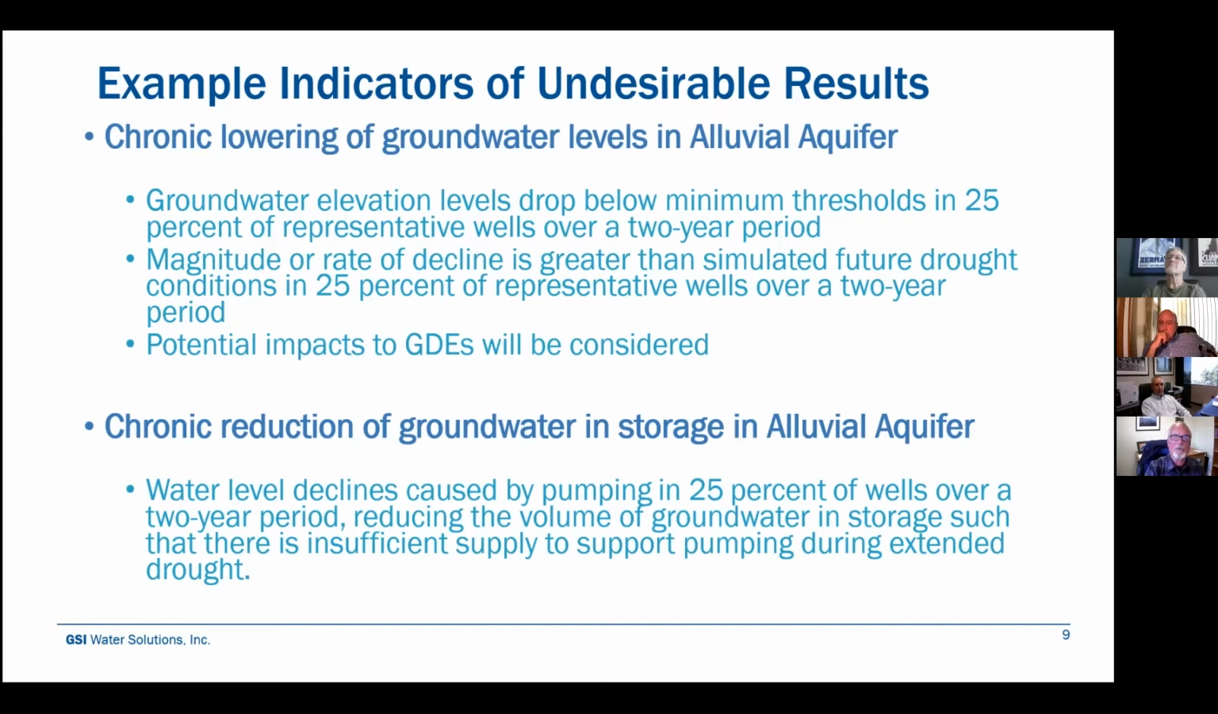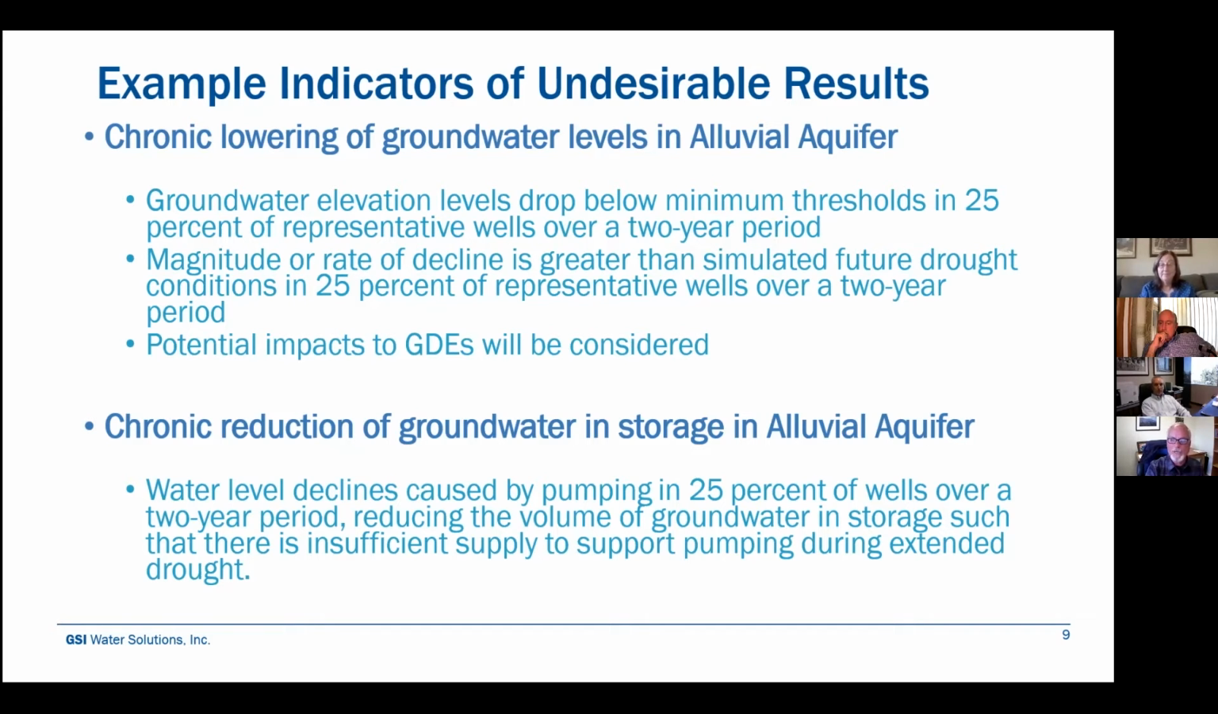For chronic reduction of groundwater in storage in the alluvial aquifer, and what I mean by groundwater in storage is the amount of water that's present in the pore spaces in the aquifer itself. These are very much tied to water levels in the aquifer. And so as water levels drop, the quantity of groundwater in storage drops. So we want to avoid chronic reduction in that groundwater in storage. And for the alluvial aquifers, we're tying that undesirable result to what we said for groundwater levels. Again, by seeing, as a result of pumping, 25% of the wells that we're monitoring over a 2-year period indicate that we're reducing the volume of groundwater in storage.